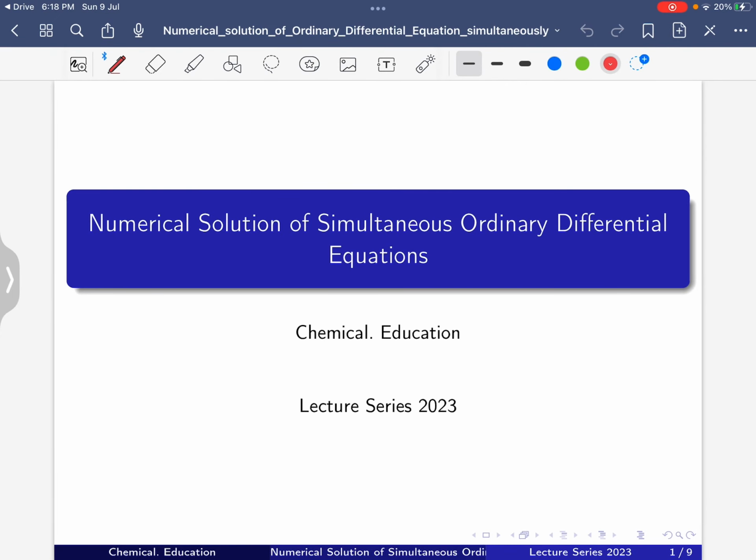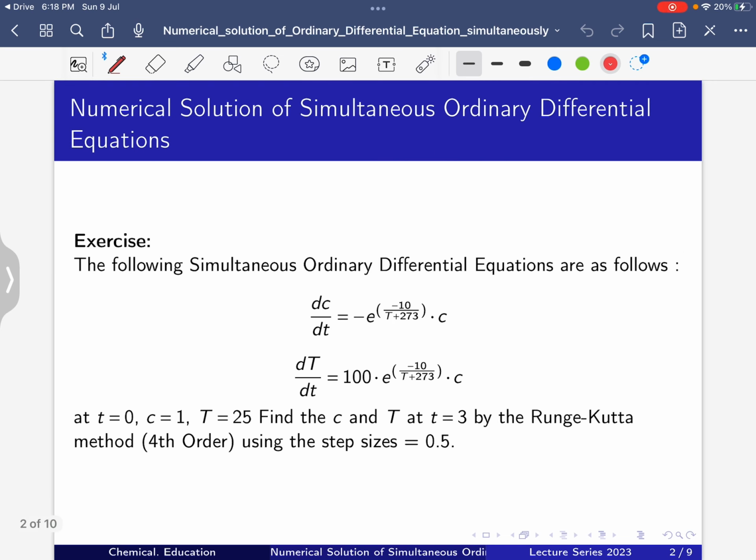Today I am going to talk about numerical solution of simultaneous ordinary differential equations. So here I am putting one exercise, and then I will solve this problem and show you how to solve simultaneous ordinary differential equations. Now in this exercise problem, two ODEs are given here.